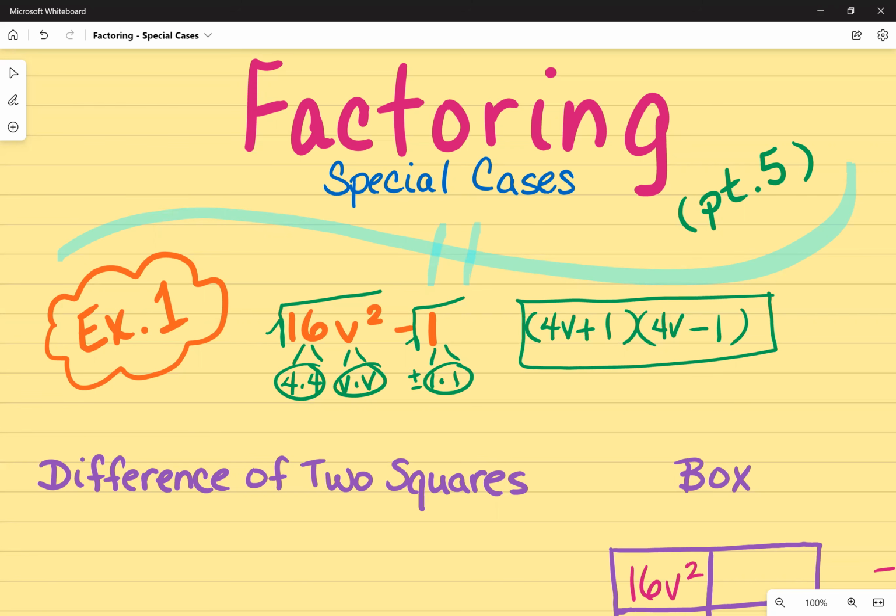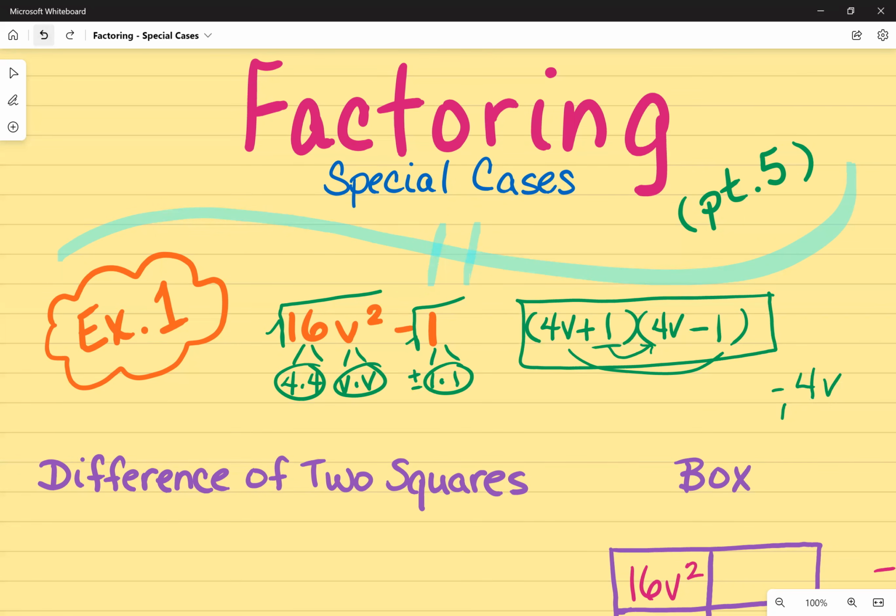If I multiply it back out, 4v times 4v is 16v squared. 4v times negative 1 is, I'm sorry, negative 4v. And then I would go to the second term and do the exact same thing. 1 times 4v is positive 4v. What you'll notice is I don't have a v term anymore because they canceled themselves out.